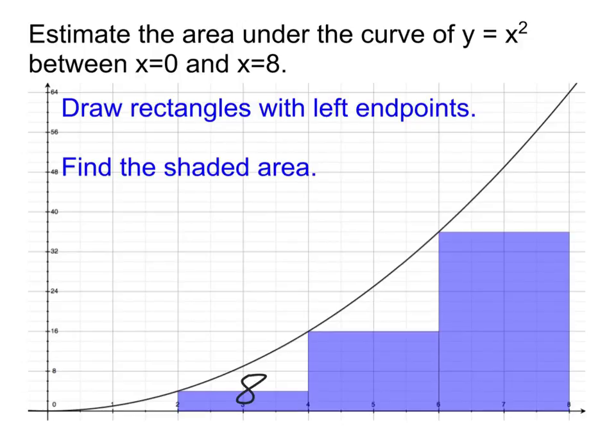Okay, same thing for the next rectangle. Again, it's 2 units wide. How tall is this rectangle? So notice this endpoint starts here. Notice that's where x is 4. If x is 4, what's y? 16, absolutely, because it's 4 squared. So I do 16 times 2 to get 32. And again, it's times 2 because the rectangle is 2 units wide.